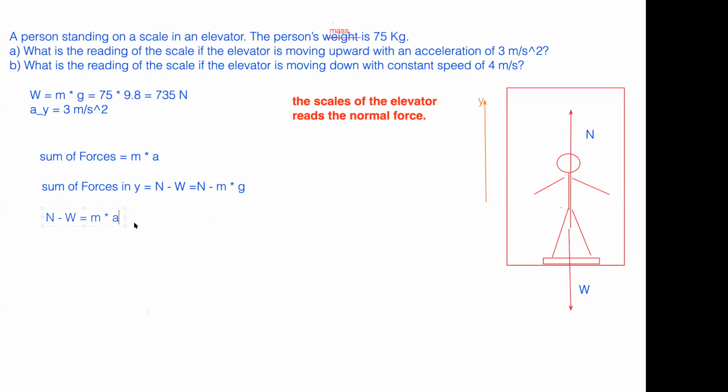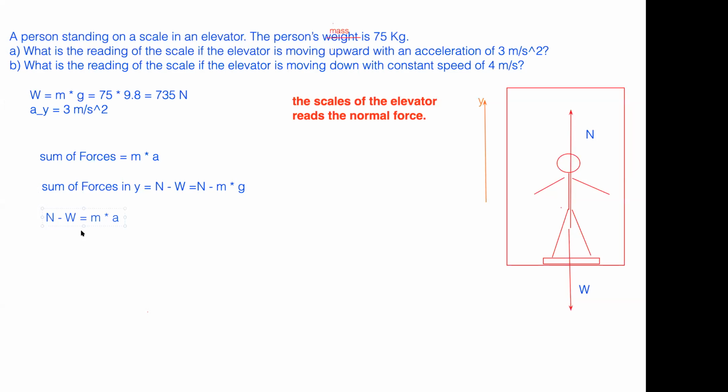And if we look at this equation, we don't know the normal force. We know the weight because we calculated it earlier. We know the mass of the person, and we know the acceleration because it's given in the first part of the problem. So realize that in this problem, the sum of forces in y doesn't equal 0 because it's moving along the y-axis.